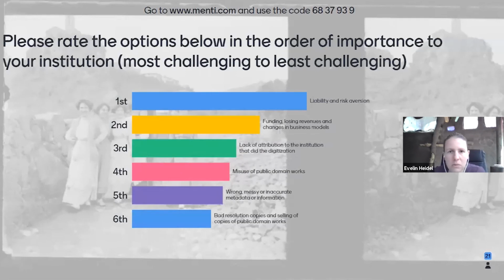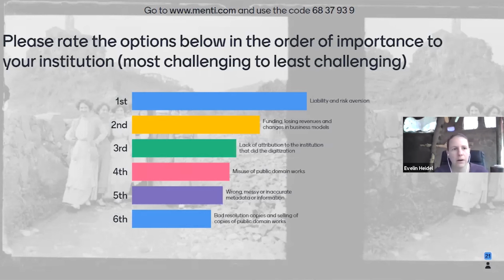Cool. And so maybe Maja was saying, maybe we could talk a little bit more about the challenges. And I know that one of the ones that I think comes up a lot is the misuse of public domain works that here has appeared in like the fourth place. But it's sort of connected to the lack of attribution to the institution that did the digitization, right?